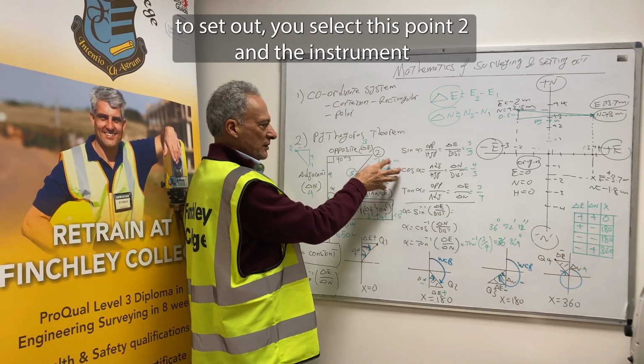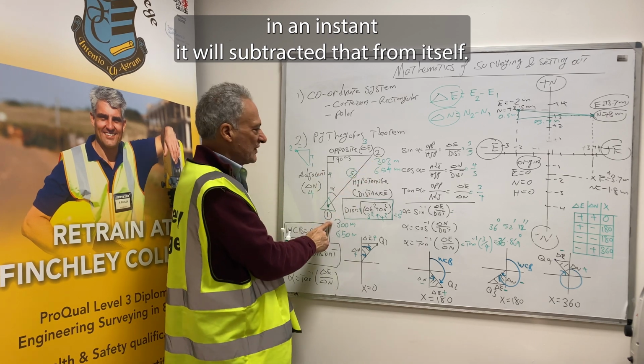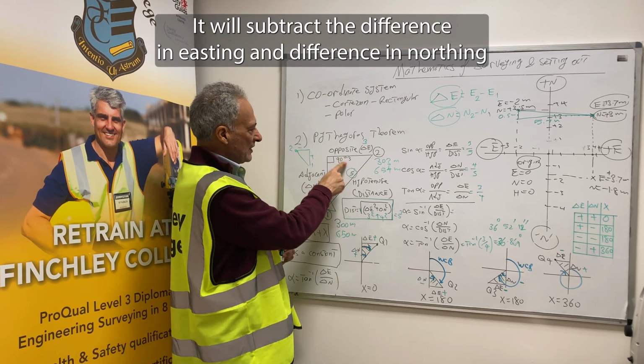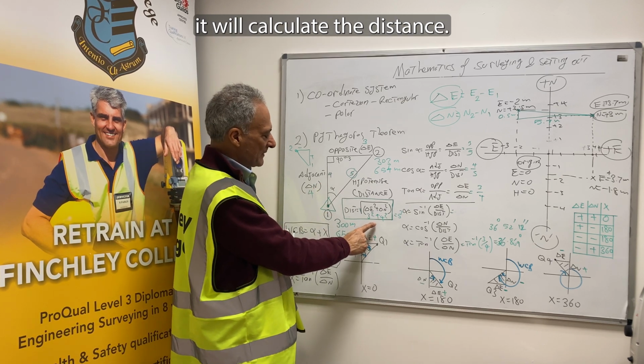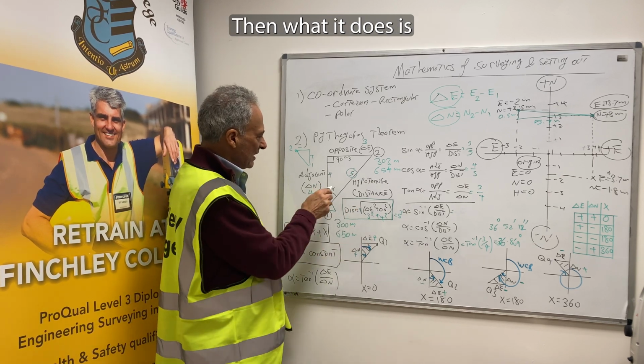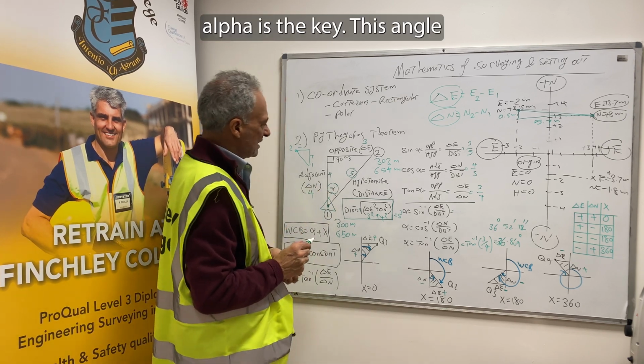You select this point, number 2, and the instrument in an instant will subtract that from itself. It will subtract the difference in easting and difference in northing. It will calculate the distance. Then what it does, it calculates this angle alpha. The angle alpha is the key.